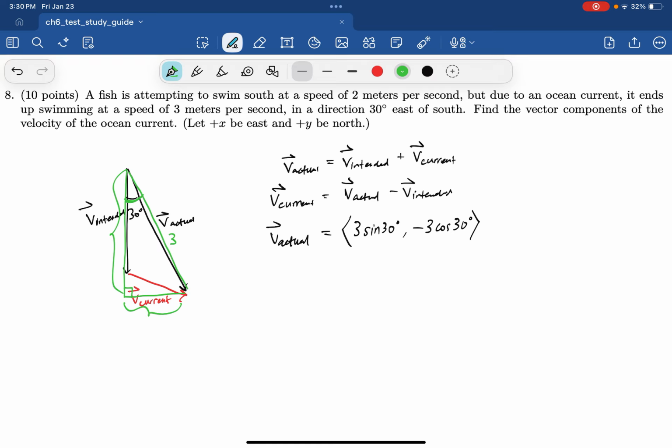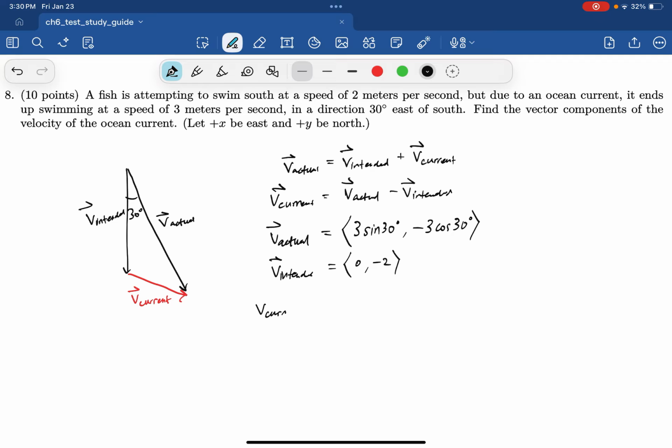And then I determine the sign, positive or negative, depending on which way this vector is pointing. And this vector is pointing down and to the right. So I know that the y component is negative and the x component is positive. And then V intended is pretty straightforward. It's just 0, comma, negative 2.